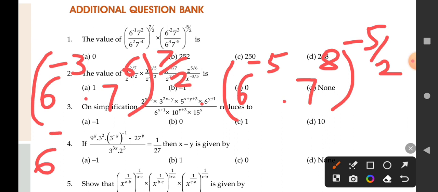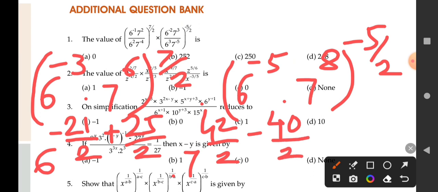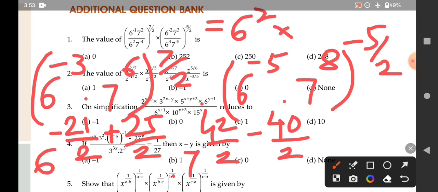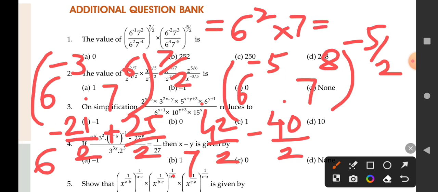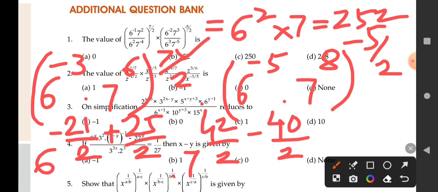Minus 3 into 7 minus 21 divided by 2. On the right hand side we have plus 25 divided by 2 into 7 raised to 6 sevens are 42 divided by 2 and minus 8 fives are 40 divided by 2. So what do we have? We have 6 square into 7, which is equal to 252. Option number D.